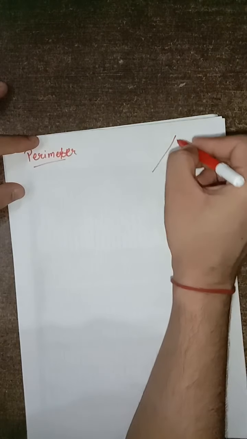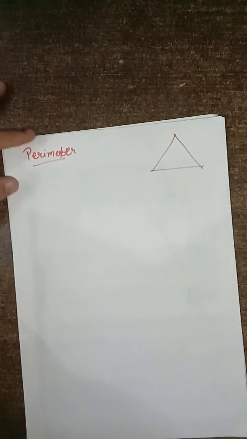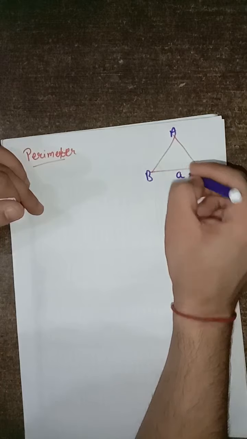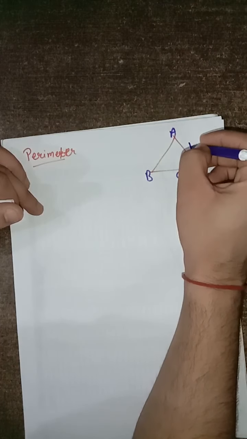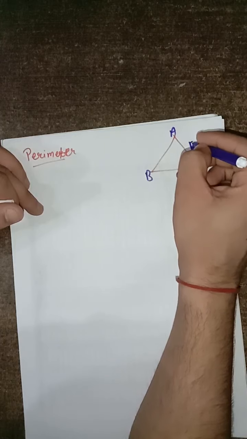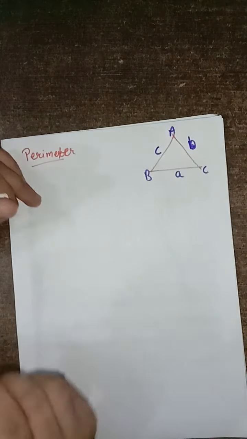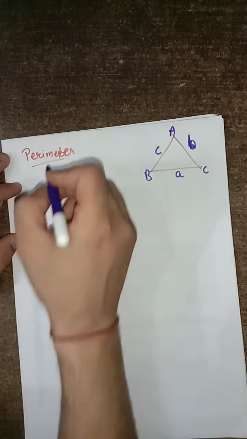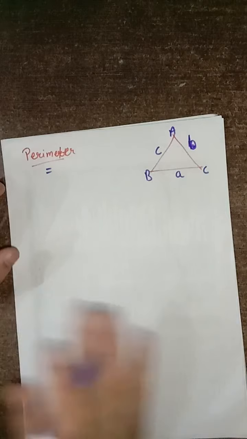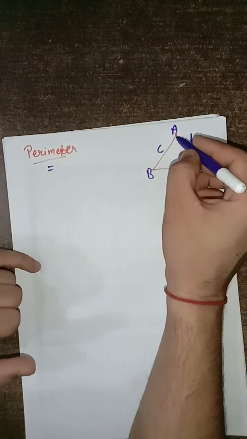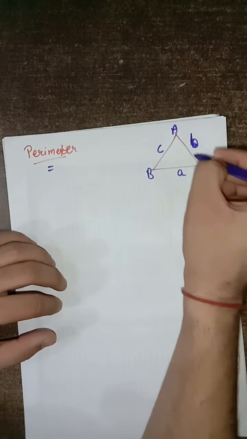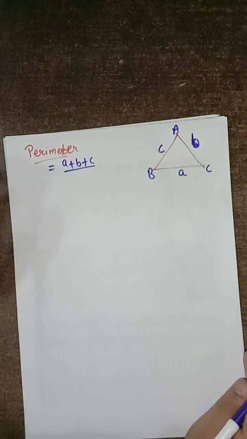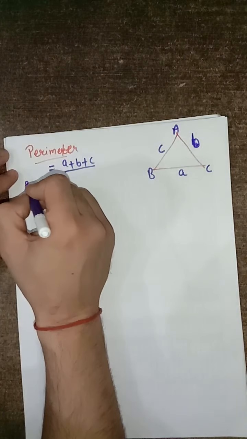Now student, if this is my triangle, say A, B, C, and BC is A unit, AC is B unit, and AB is C unit. Now the perimeter will be, and you know the meaning of perimeter or circumference is the boundary, the length of this boundary, meaning A plus B plus C. This is my perimeter.